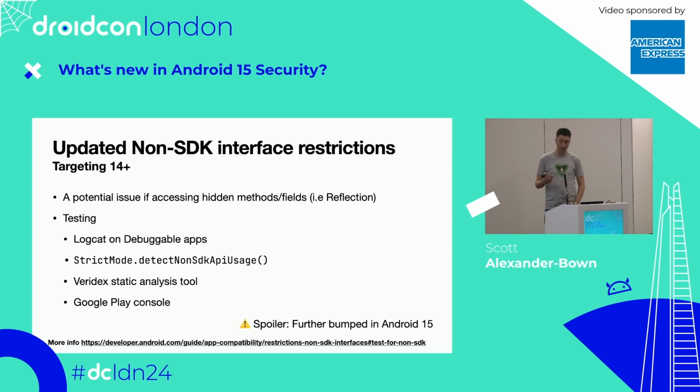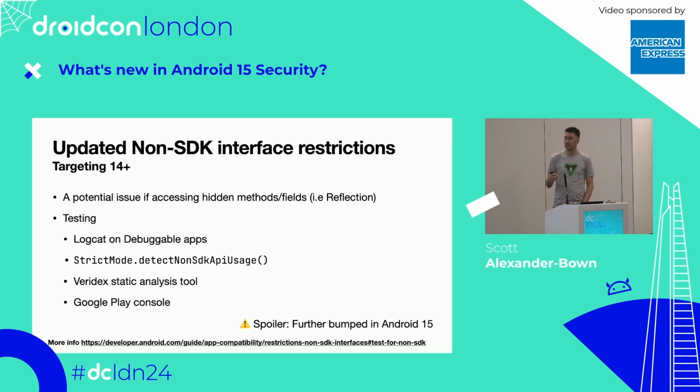Another thing, which is not a new thing, but has been updated, I think, for the last 5 years, is the non-SDK interfaces. This is when you're accessing any hidden method or field within the SDK. Typically, you'd use reflection for that. And this is a blacklist and a grey list of APIs that will error and crash out if you try and access them.